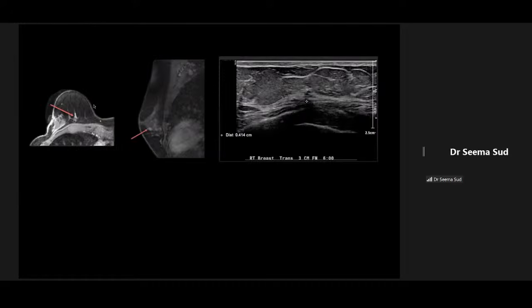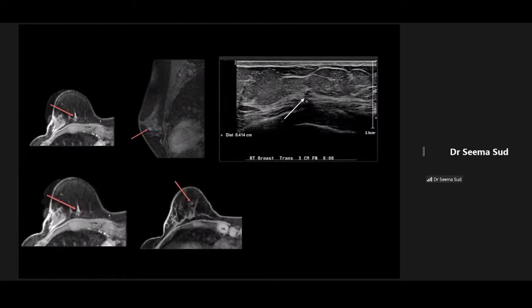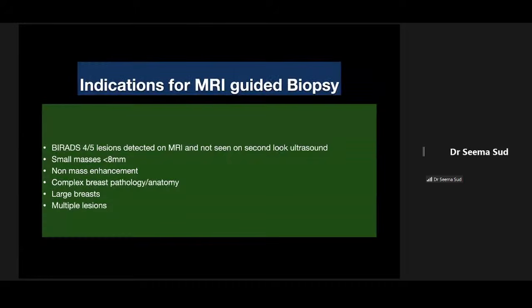So here's an example of a case. On MR, we found this non-mass enhancement. On second look ultrasound, we thought this was the lesion which was actually the malignancy, but we were not very sure. So we went ahead, placed a clip, and did another short sequence MR, just the contrast. So you can see this is the clip, and the lesion which is enhancing is away from the clip. So this was not actually correlating, and she went in for a breast MR guided biopsy, and this turned out to be a DCIS.